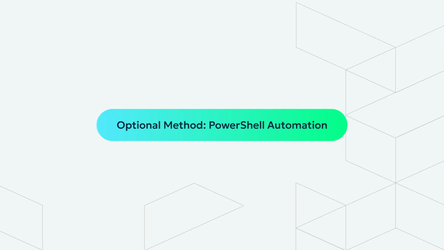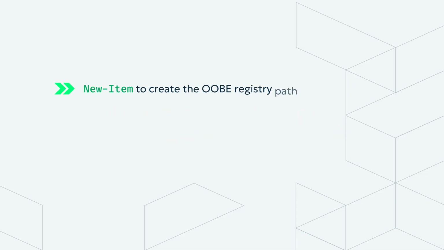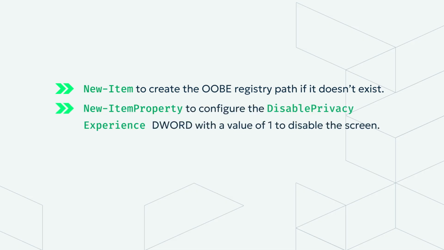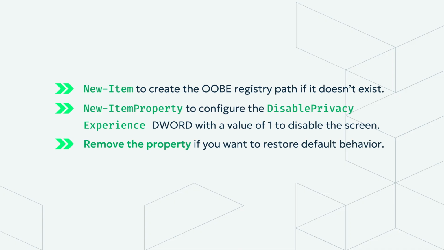Optional method: PowerShell automation. PowerShell can streamline this process by creating and managing the registry entry for you. It validates input, reduces human errors, and scales much better for multi-device deployments. Use New-Item to create the OOBE registry path if it doesn't exist. Use New-ItemProperty to configure the DisablePrivacyExperience DWORD with a value of 1 to disable the screen. Or remove the property if you want to restore default behavior.